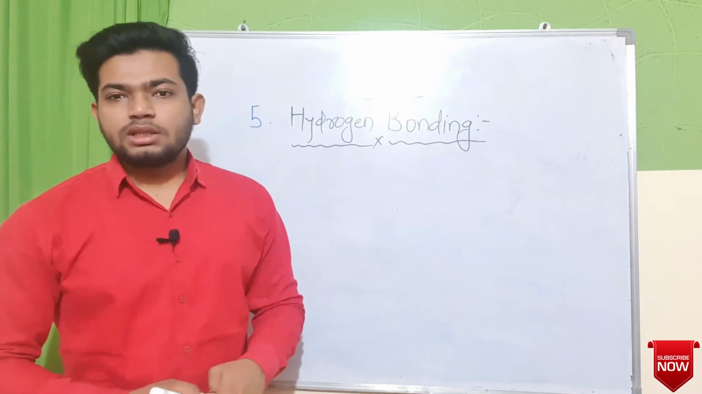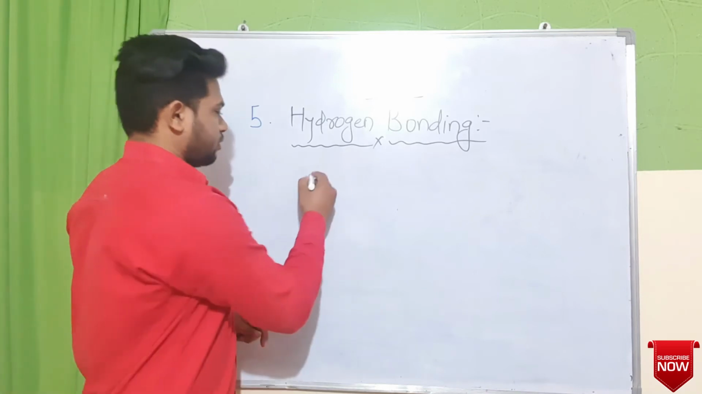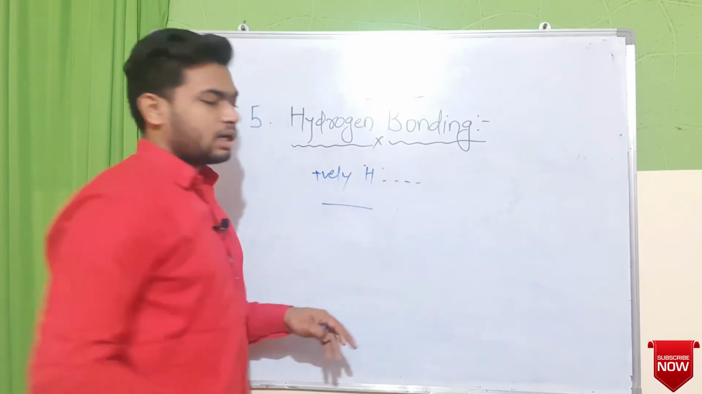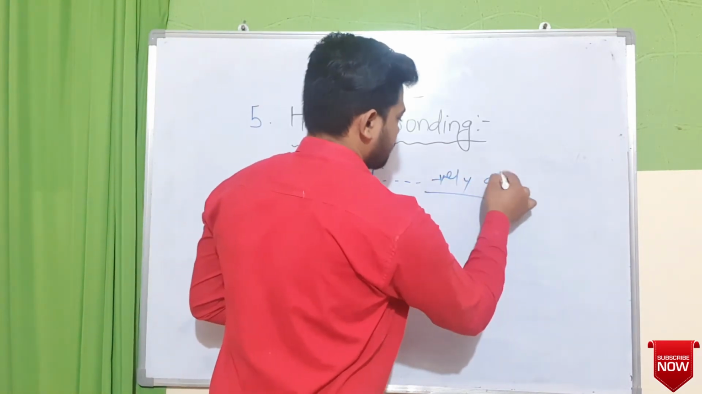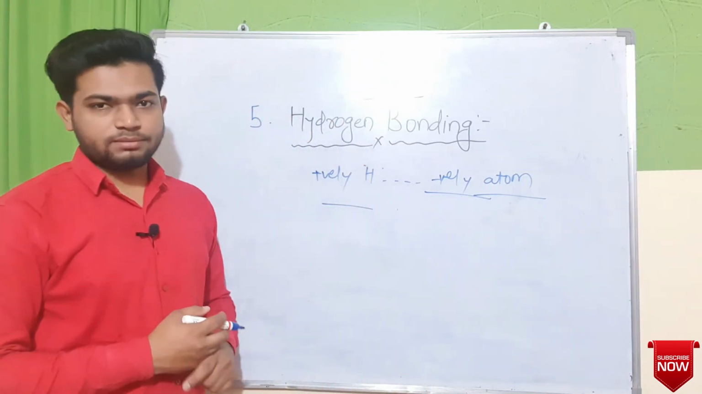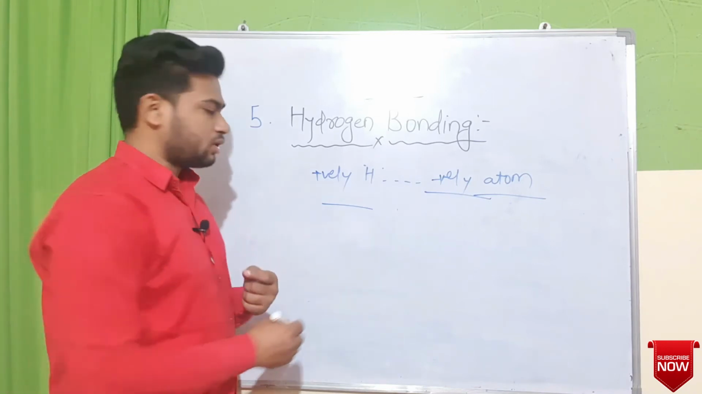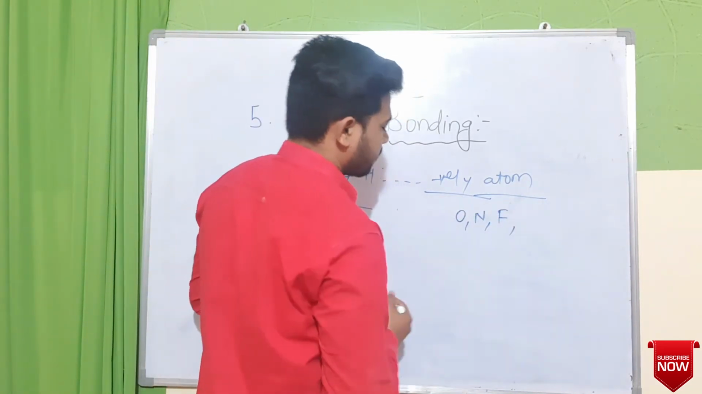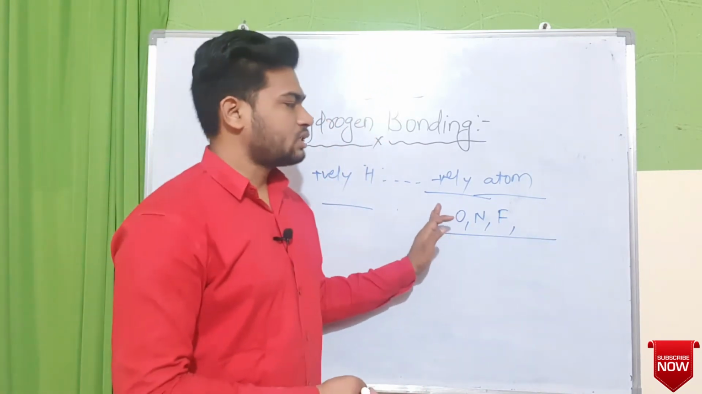I will repeat. The electrostatic interaction between a positively charged hydrogen of one molecule with a negatively charged atom, whatever that atom will be, of another molecule, is known as hydrogen bonding. This type of hydrogen bonding is shown by electronegative atoms, which are mainly oxygen, nitrogen, and halogens like fluorine and chlorine. Atoms having higher electronegativity will show this type of hydrogen bonding.